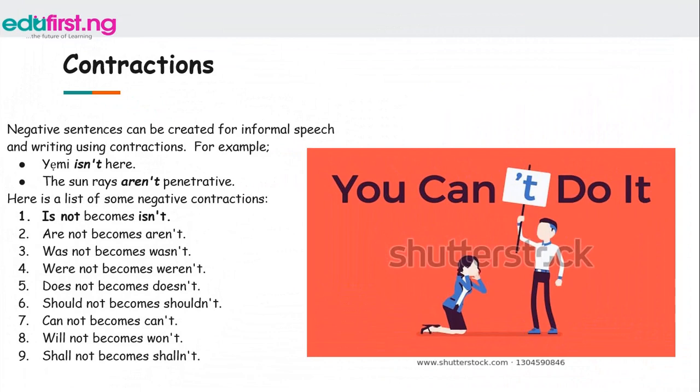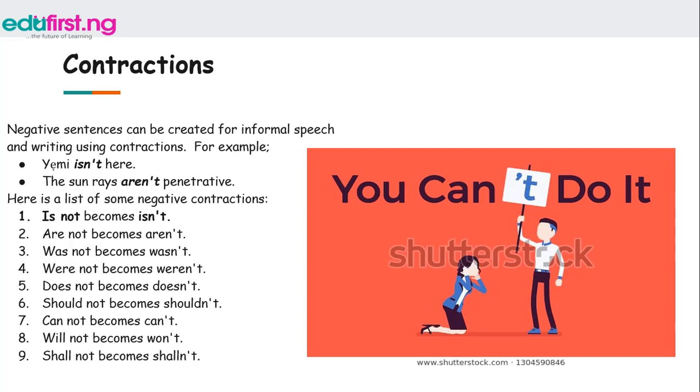Contractions. Negative sentences can be created for informal speeches and writing using contractions. For example, Yemi isn't here. The sun rays aren't penetrative. Isn't and aren't are contractions of is not and are not, respectively.